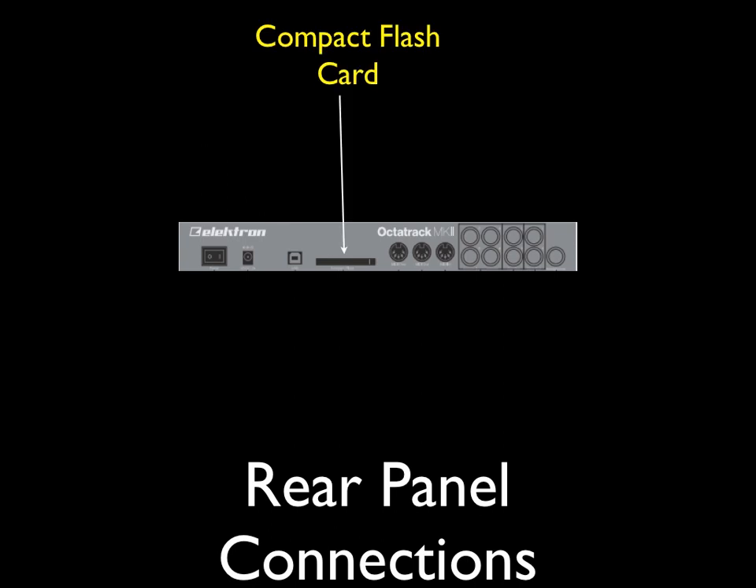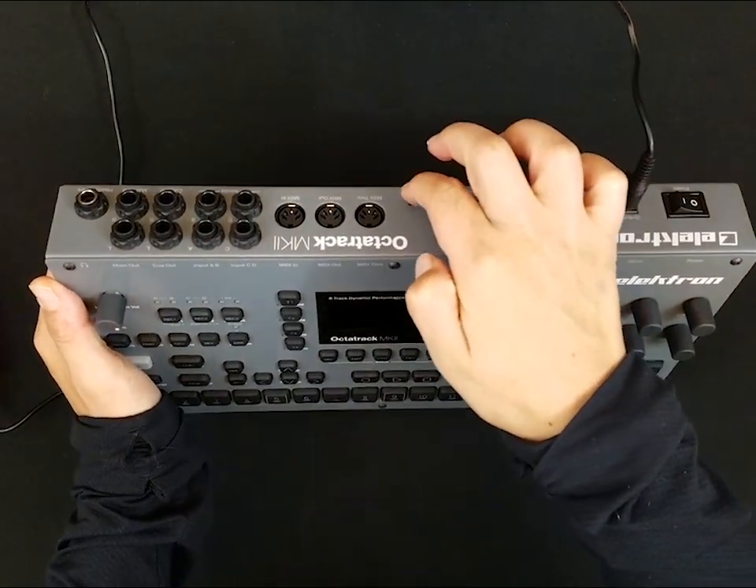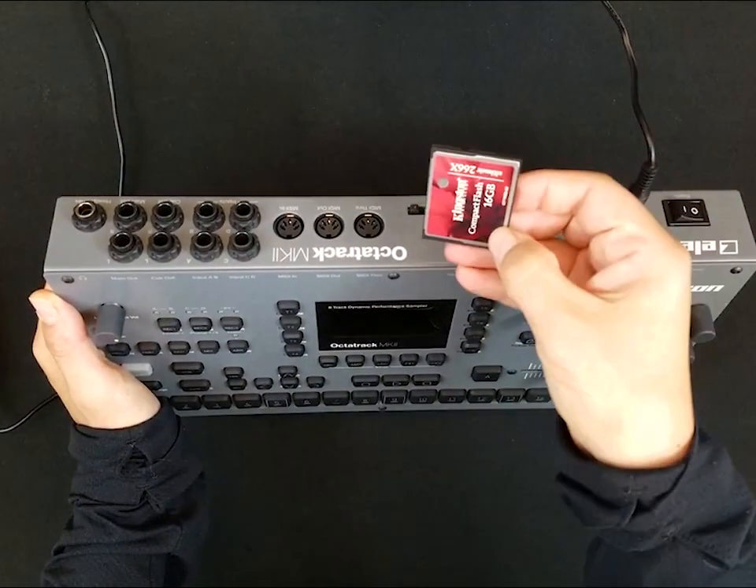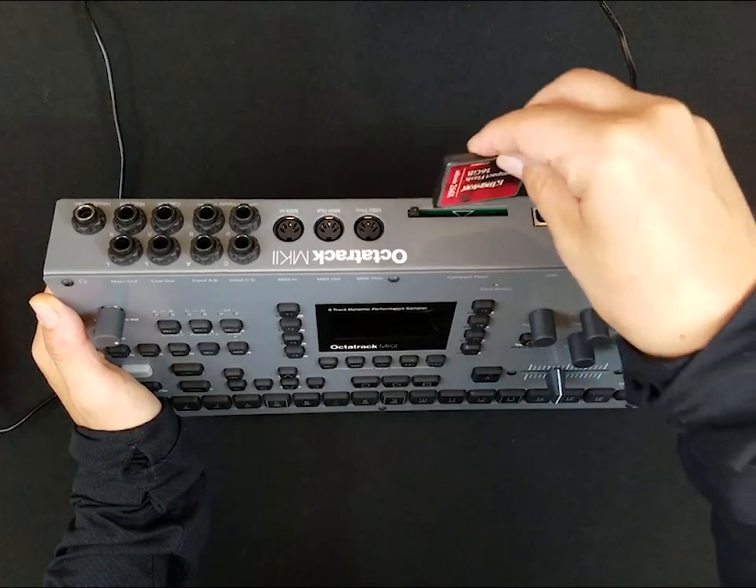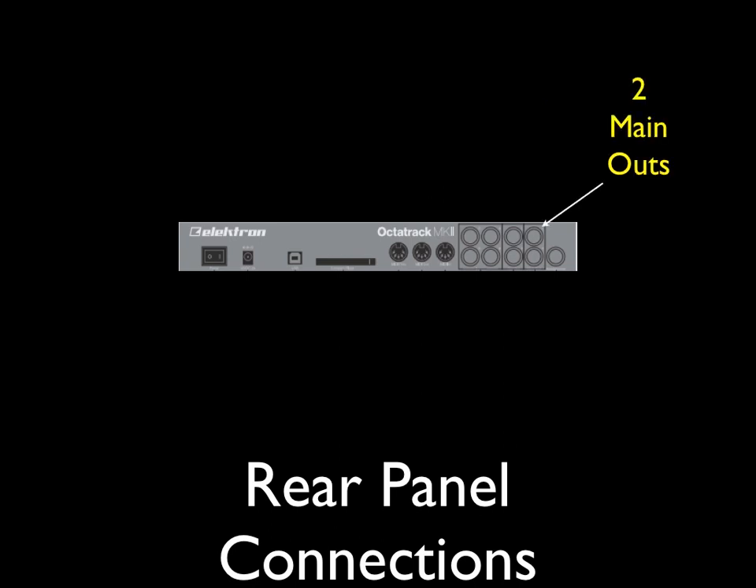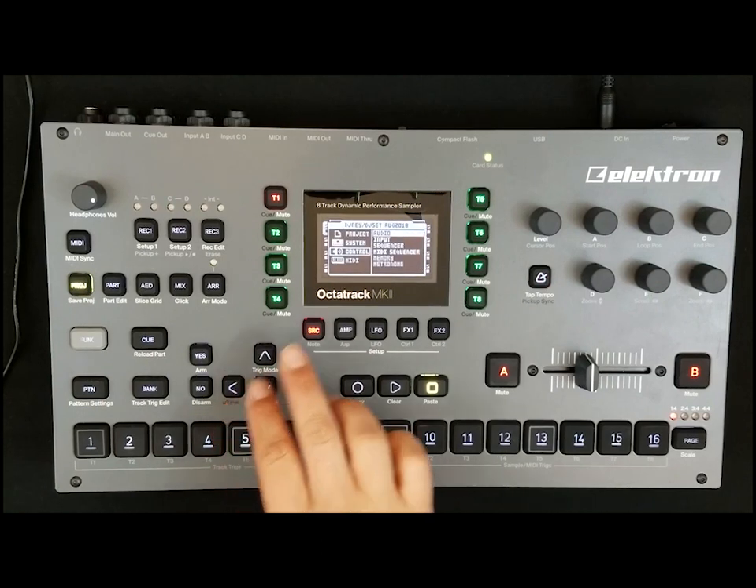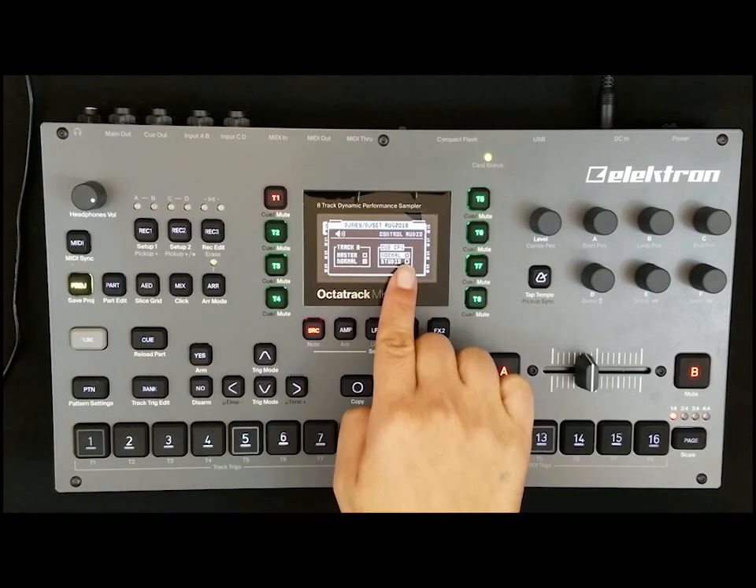Here's the drive for your compact flash card. This is your main storage for the Octatrack, besides the internal RAM storage, which I'll talk about later. These are your 4 inputs, A, B, C, and D. Next are the 2 main outs and 2 Q outs. The Q outs are useful for things like DJing because they're not routed to the mains. You can change a setting in the project menu to turn the Q outs into main outs, so then you essentially have 4 main outs on the Octatrack to work with.